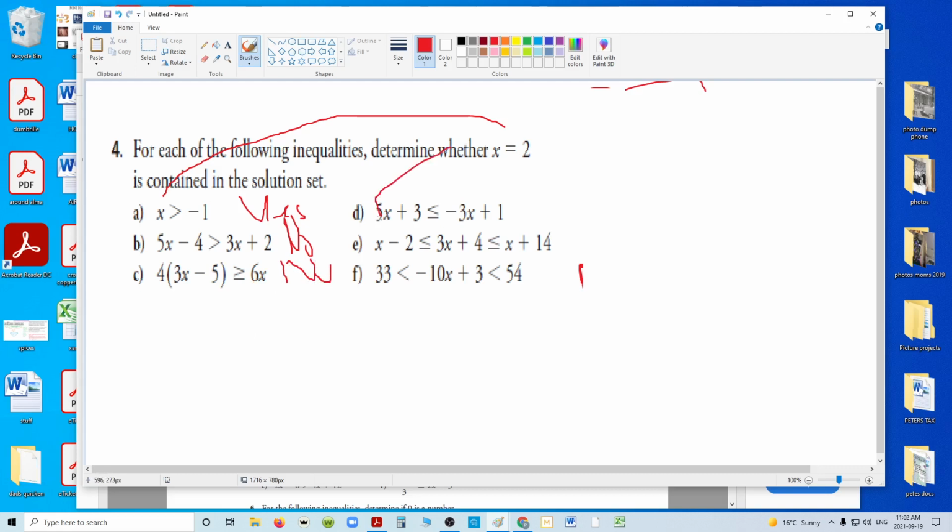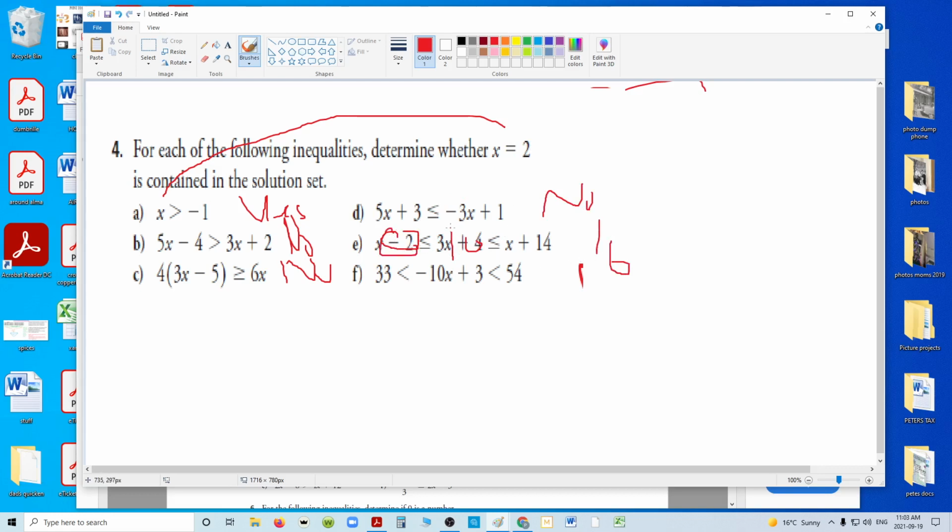Two in here, you get 10 plus 3, 13. Is that smaller or equal to minus 6 plus 1, minus 5? No. So a lot of them are no so far. Two over here, you get 0. Two here, you get 6 plus 4, 10. So far, yes.